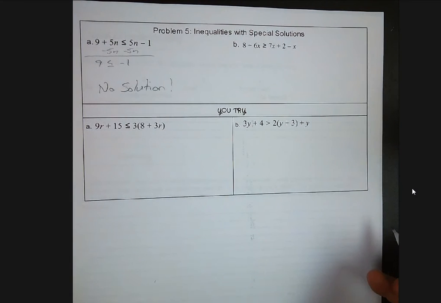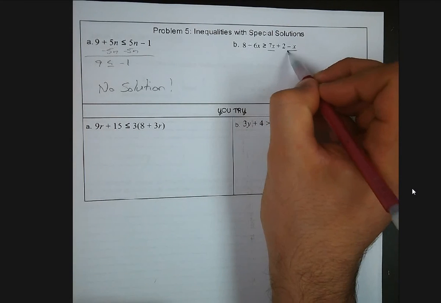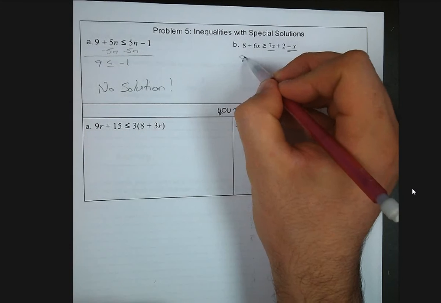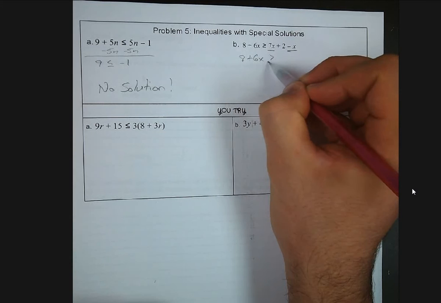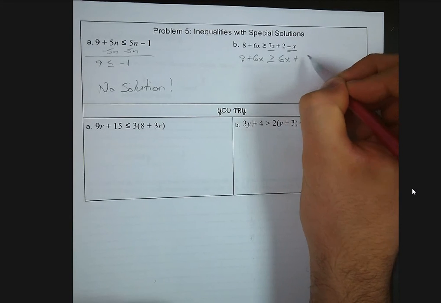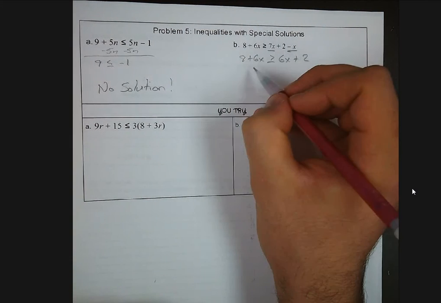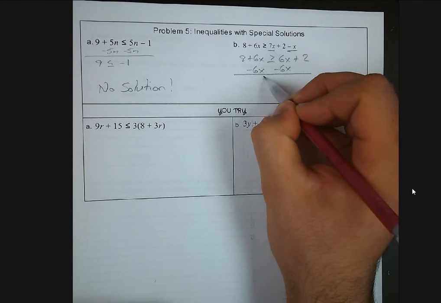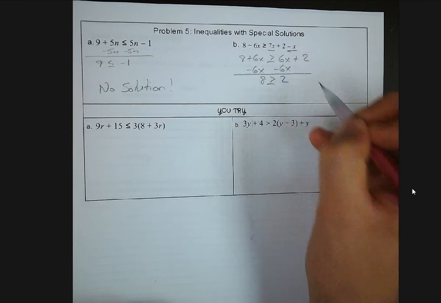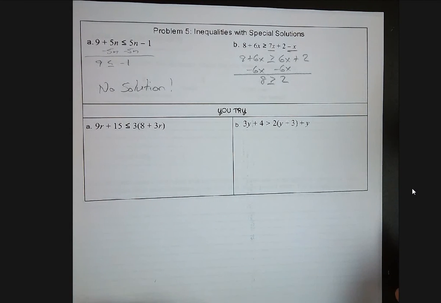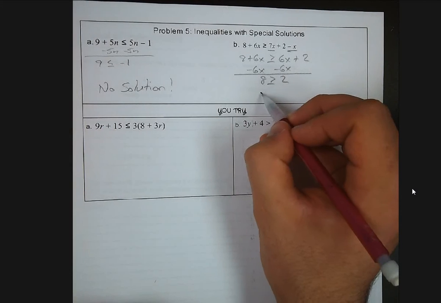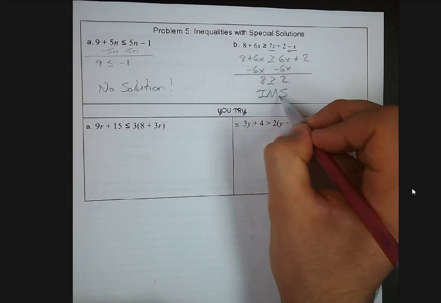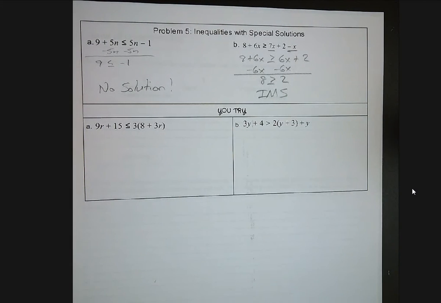All right, let's take a look at letter B. We've got to start off by combining like terms. So we've got 7x minus x, which is going to be 6x. So we have 8 plus 6x is greater than or equal to 6x plus 2. Subtract 6x from both sides of our equation. And we have 8 is greater than or equal to 2. Is that true? Yes. So that is going to be infinitely many solutions, IMS. So that means any number we can plug in would be true for that inequality.